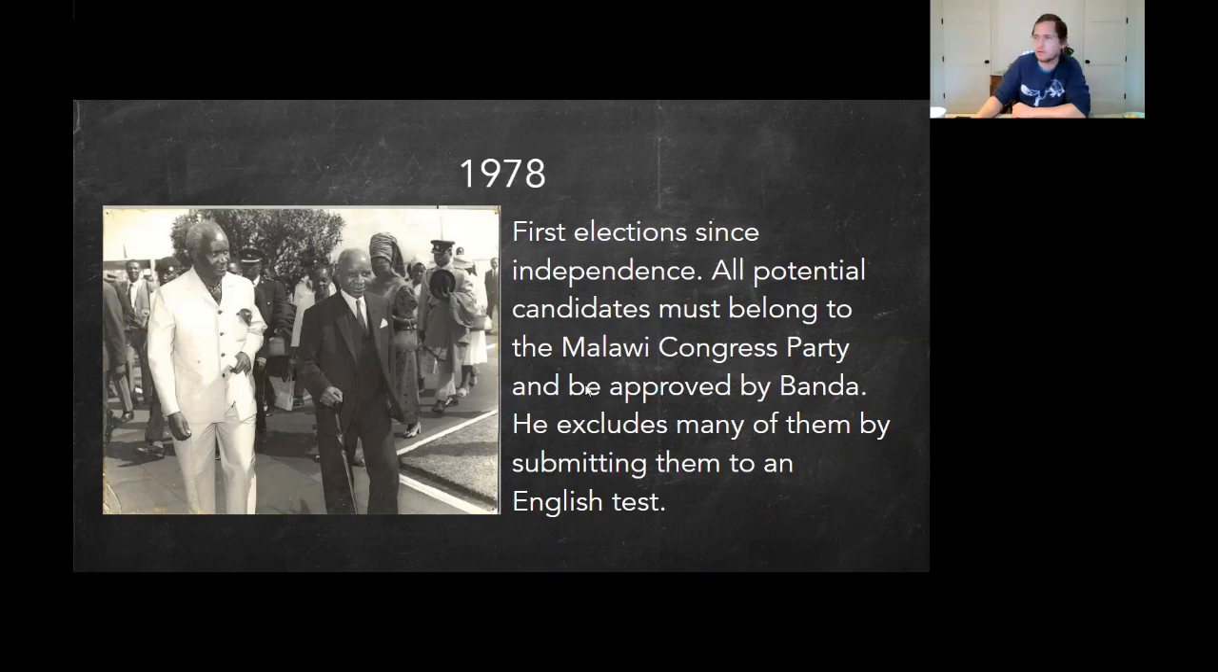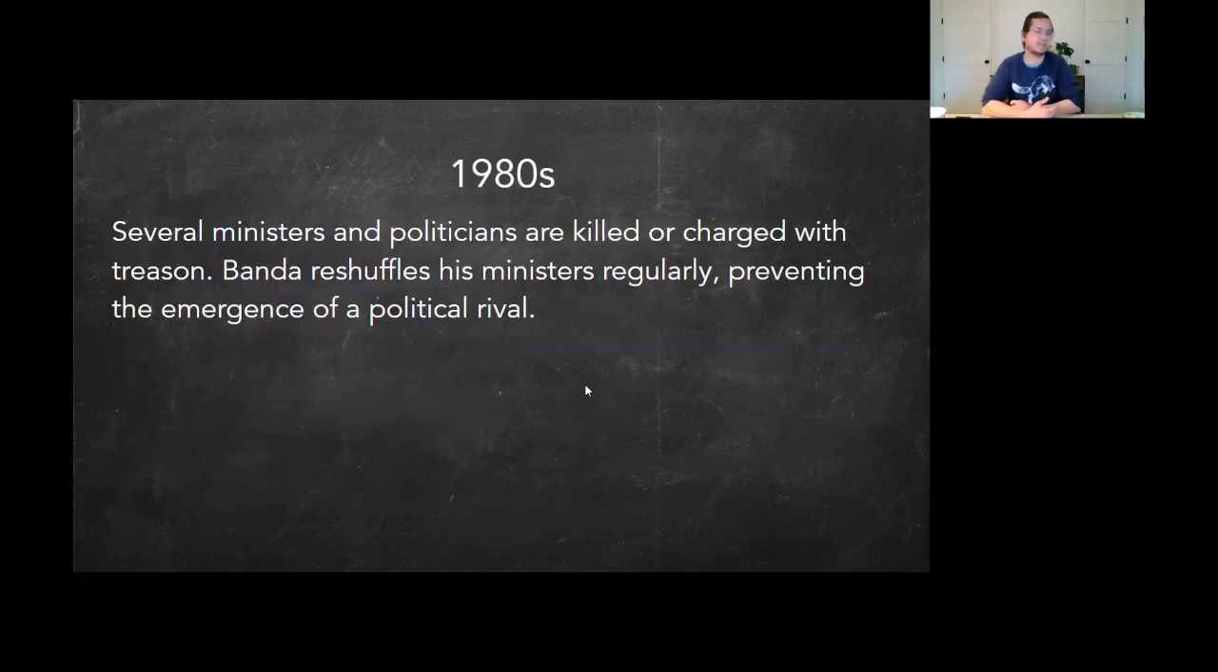All right, here we go. 1980s. Several ministers and politicians. When we talk about ministers, we're not talking about pastors, priests, religious leaders. We're talking about people that have been appointed to political positions of power, people that work in the government. Many are killed or charged with treason. Attempting to overthrow the government.